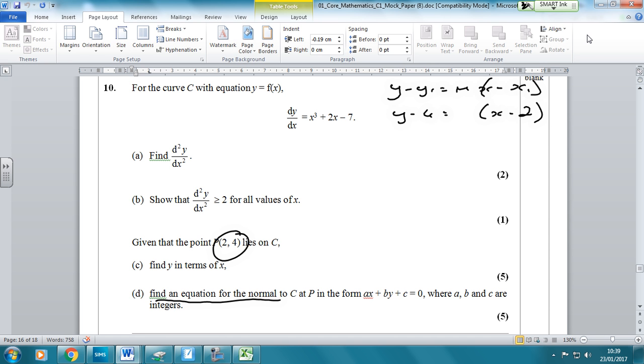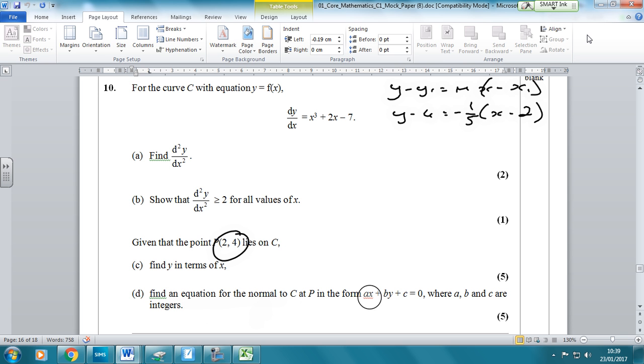And then we've got to work out what the gradient of the normal is. Now remember, the normal is the perpendicular gradient. So if we substitute in 2 into this, we're going to work out what the gradient is. So that's going to be 2 cubed plus 2 lots of 2 minus 7. So that's going to be 8 plus 4 minus 7. So that's 12 minus 7, that equals 5. So therefore, if the gradient of the curve is 5, the normal to the curve is going to be, flip that upside down and change the sign. So it's going to be minus 1/5.